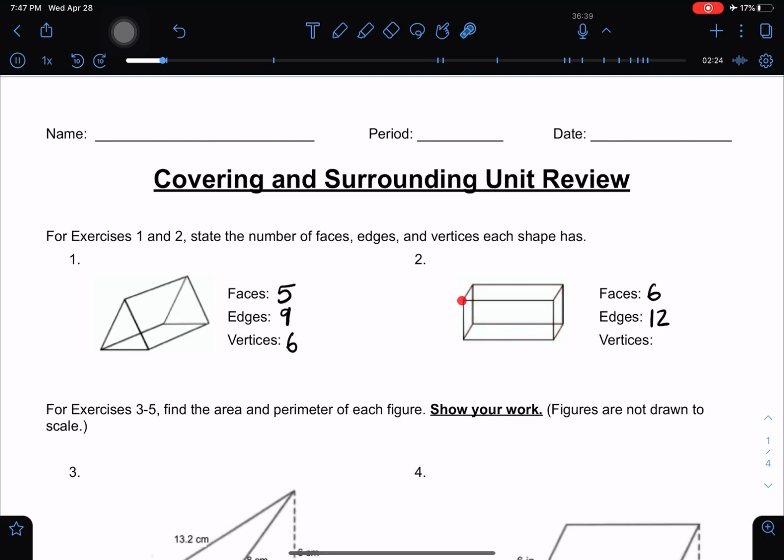And the vertices, we look for the edges that meet, and we see that there are 4 edges that meet together at the different vertices on the left side, and then we also see that there are another 4 vertices on the right side, giving us a total of 8 vertices.